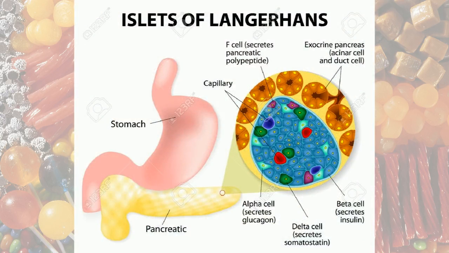The islets of Langerhans are cells that are located in the pancreas, and they secrete insulin. Insulin is required for glucose metabolism. Any impairment to this process will result in high blood glucose levels, which is also called hyperglycemia.